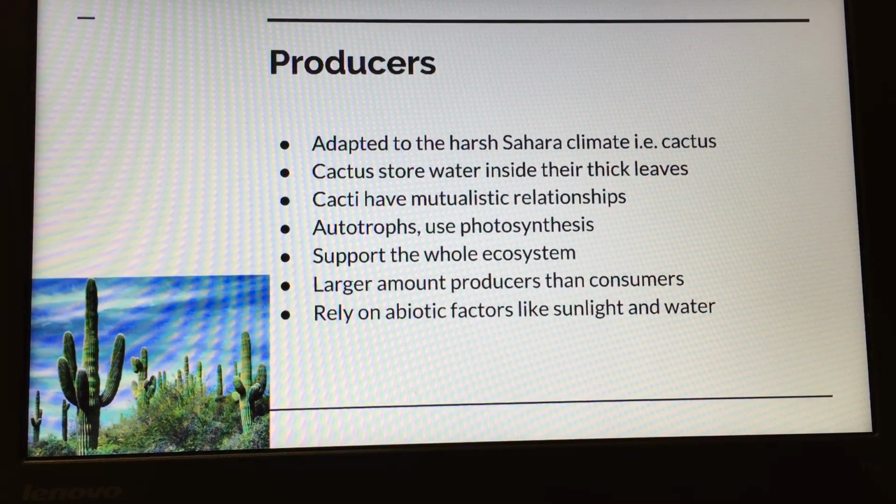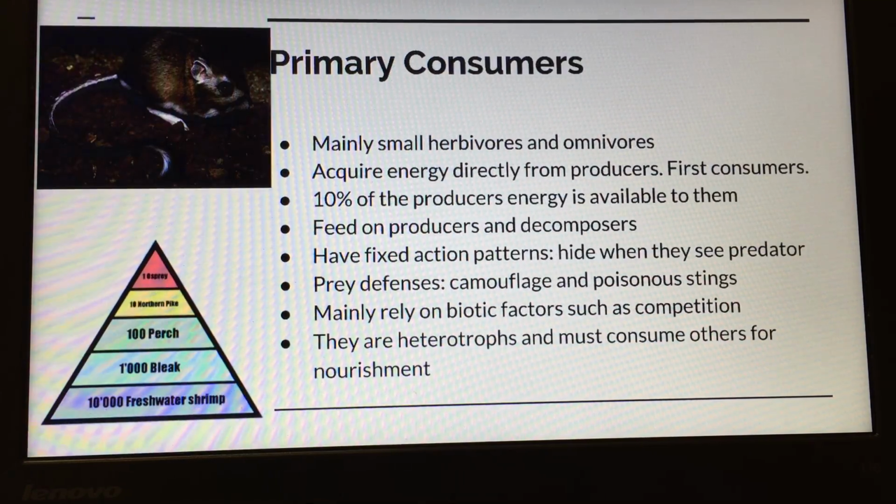All producers are autotrophs and use photosynthesis to make energy, and they support the whole ecosystem. And there will always be a larger amount of producers than consumers in a healthy ecosystem. And producers rely on abiotic factors like sunlight and water.